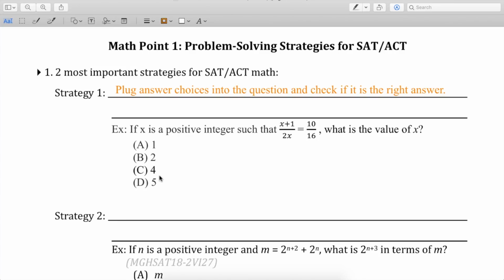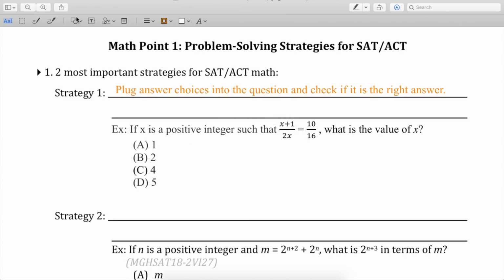So what can you do here? You can plug in 1 for x and see if it works. And if it doesn't, you plug in 2, and 4, and 5. At some point, you will find a choice that makes this statement correct, and you will find the value of x.